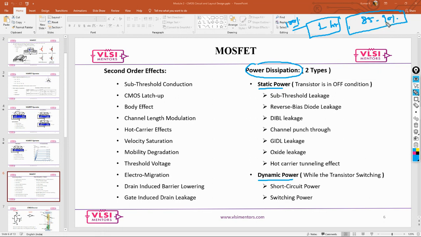Now, what does this mean? Though you have not used your phone, there is still power consumption. That is nothing but your static power. Okay. Now, static power happens due to these things. First thing is sub-threshold conduction. Sub-threshold leakage or sub-threshold conduction, people call it.